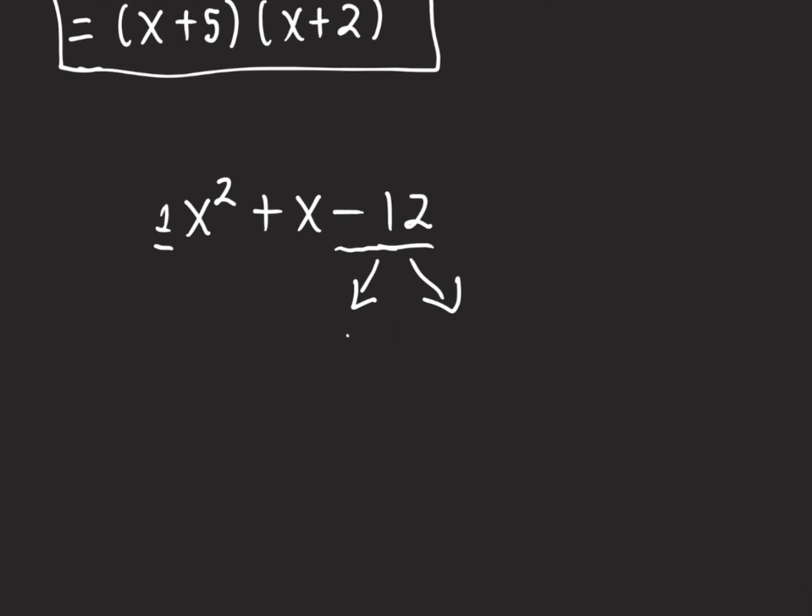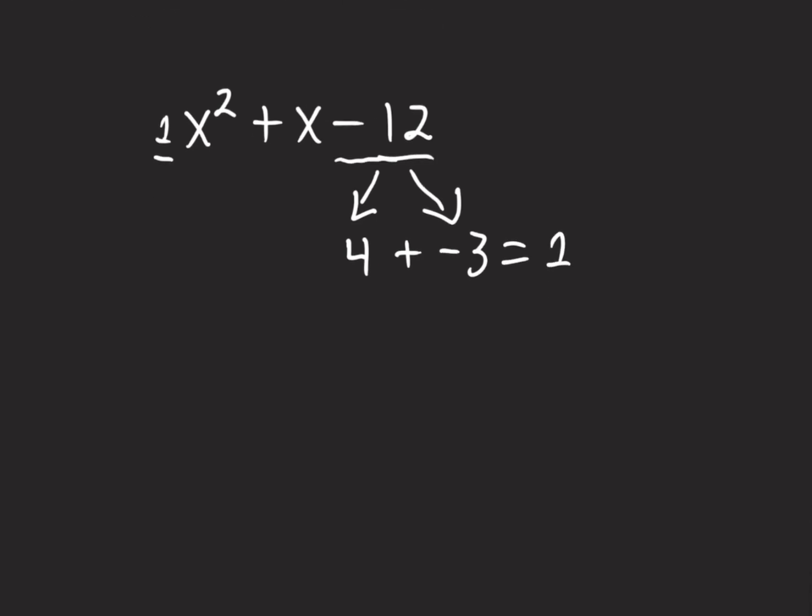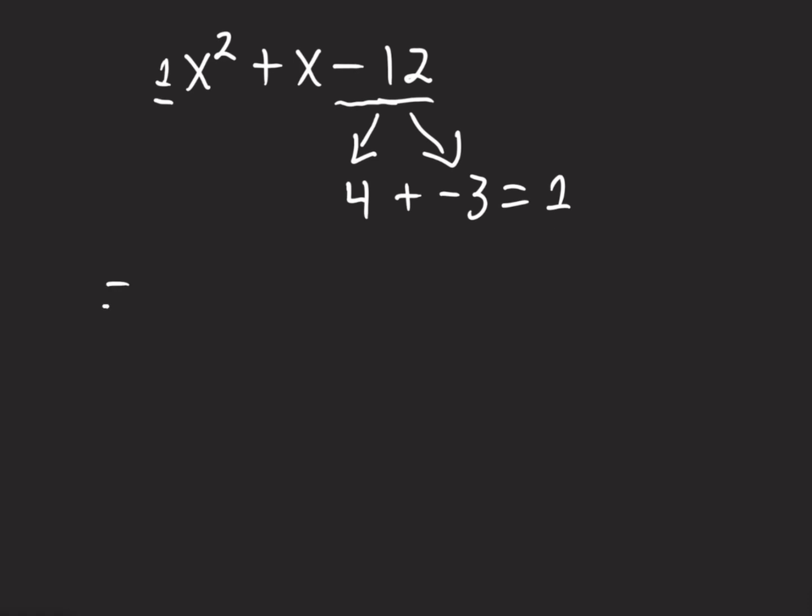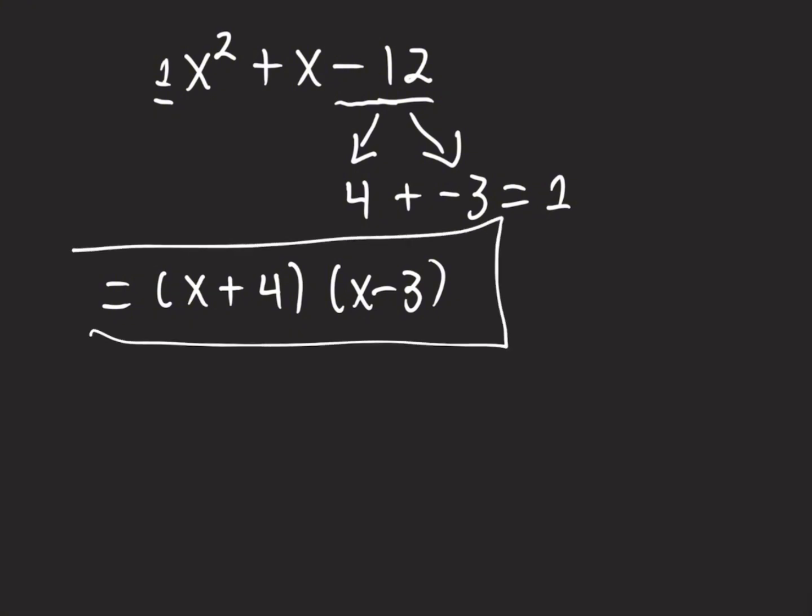Meaning, instead of negative 4, we do positive 4 and negative 3. Now, if I imagine I add these numbers together, well, 4 plus negative 3 is just the same as 4 minus 3. So that will equal 1, which is what our b term is. So for this one here, we write out our final answer as x plus 4 bracket x minus 3. Right there, we've got our third one solved.